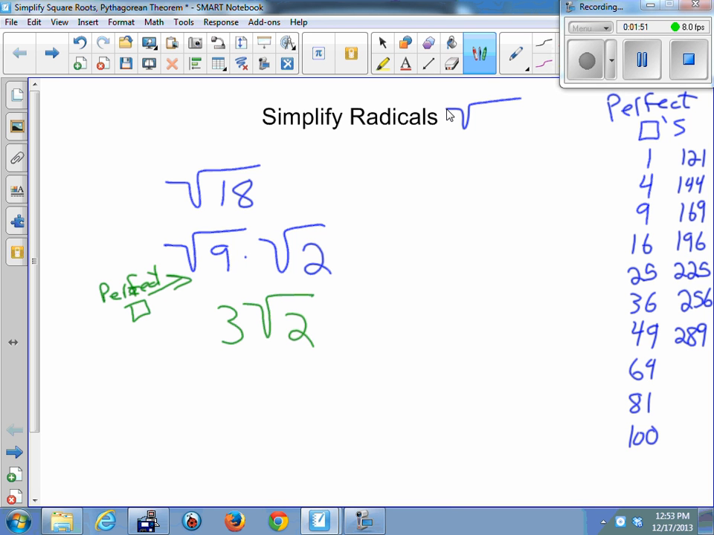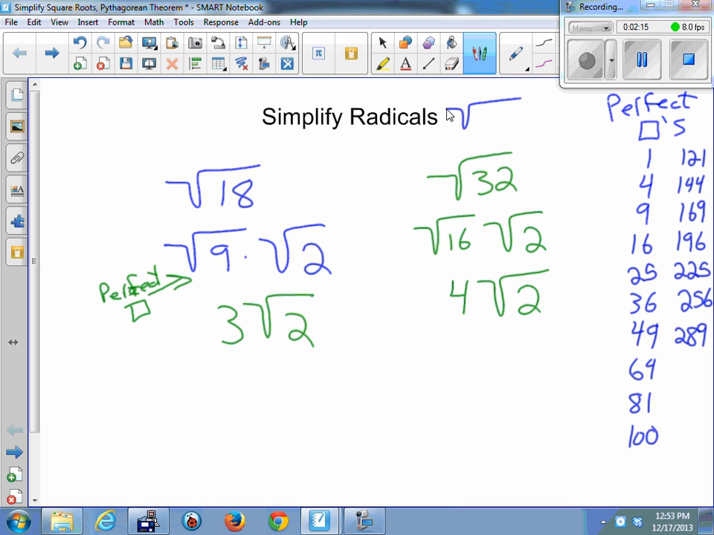All right, so we're going to do some other ones. We have the square root of 32. You need to divide into these perfect squares, and 32 is the square root of 16 times the square root of 2. The square root of 16 is 4, and we're left with the square root of 2.